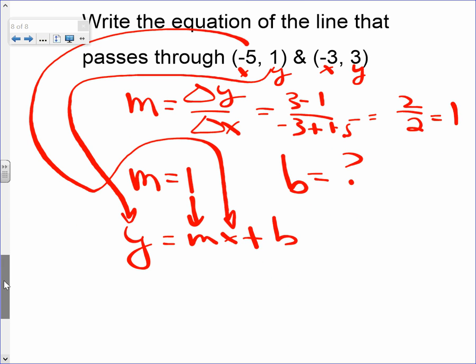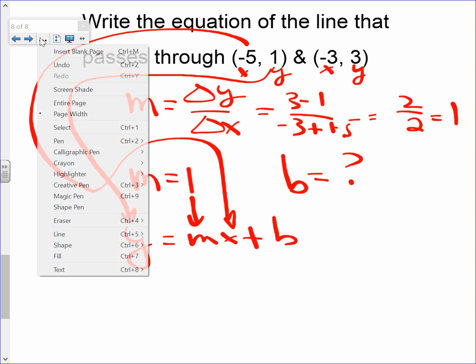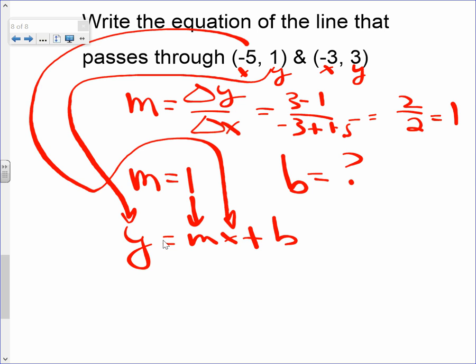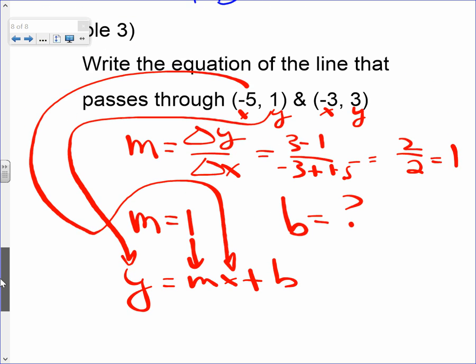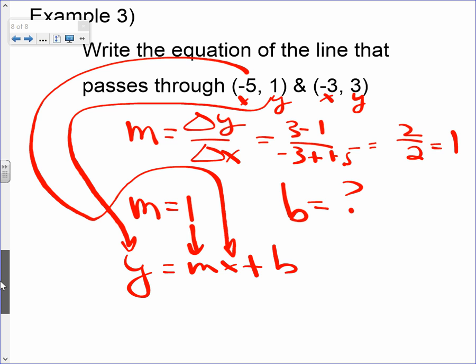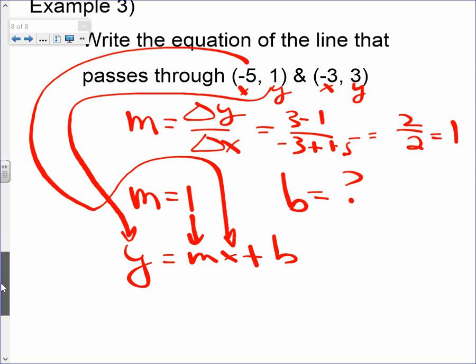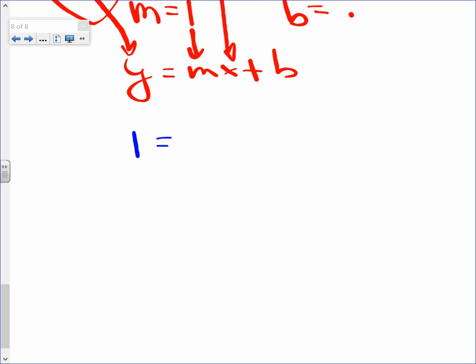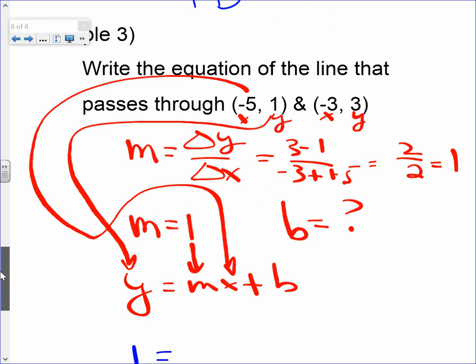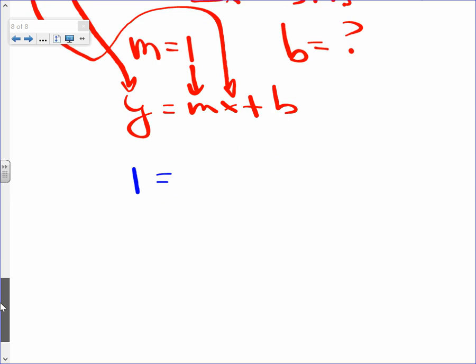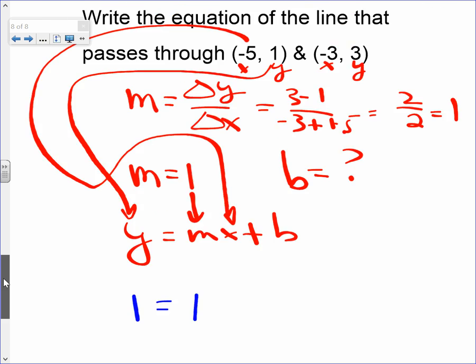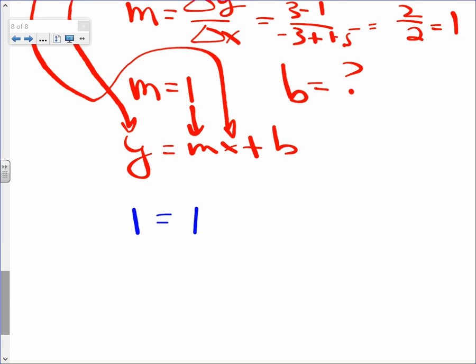Questions so far? Any questions? We're rocking and rolling. Let's do it. I'll replace y with 1. So you're doing this with me, right, Ortiz? Come on, man. Stay with me. I'm replacing y with 1, I'm replacing the slope with 1, I'm replacing x with -5, and plus b.